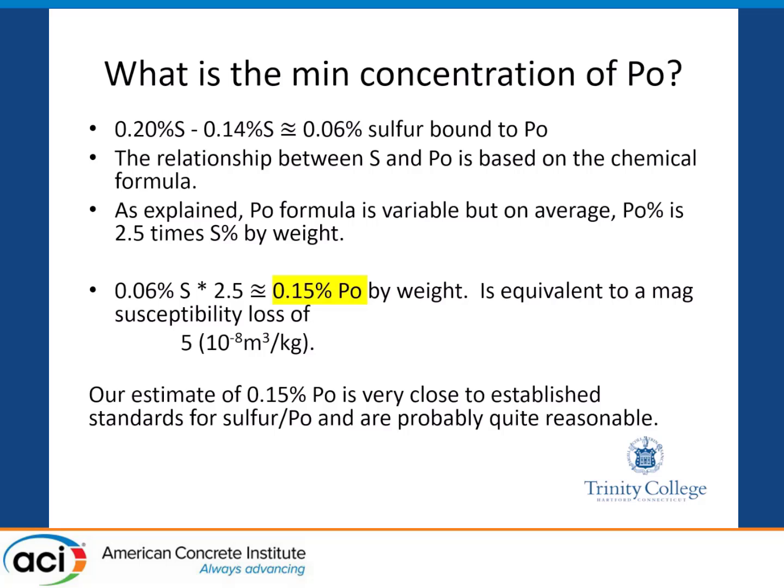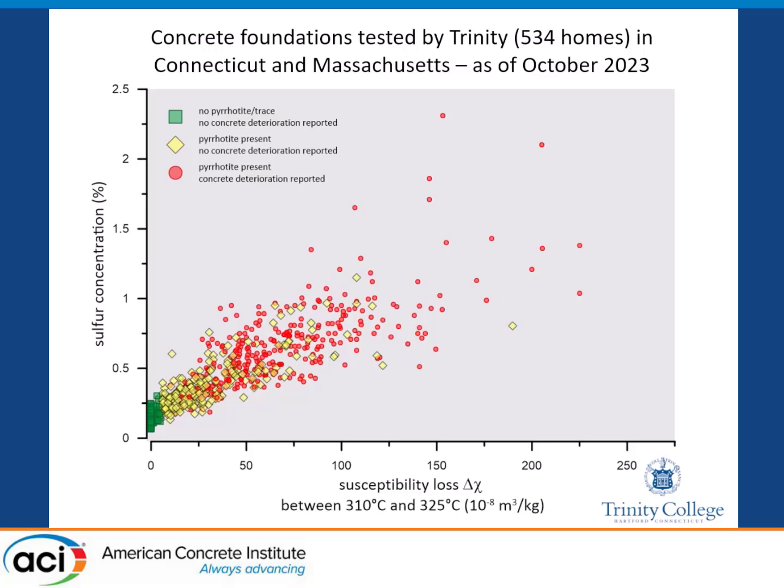And so this might be close to what you might consider a safe level of pyrrhotite, because we have not seen any deterioration in homes that have concentrations at or below that. And if you look at actual standards that do exist for sulfur and do the conversion between total sulfur that could be available for pyrrhotite, they are pretty close to established standards as well, so that's probably quite reasonable.